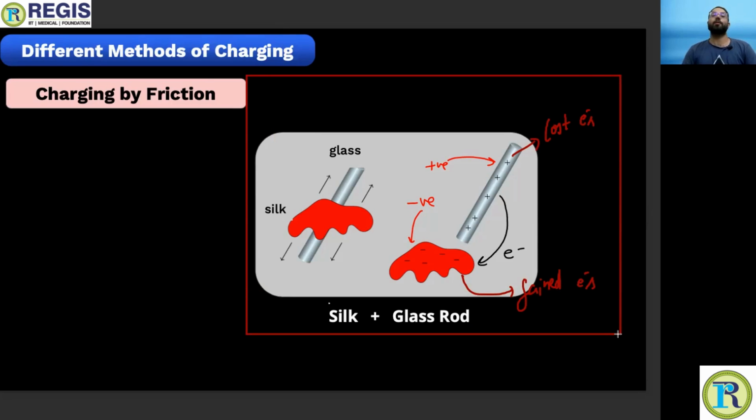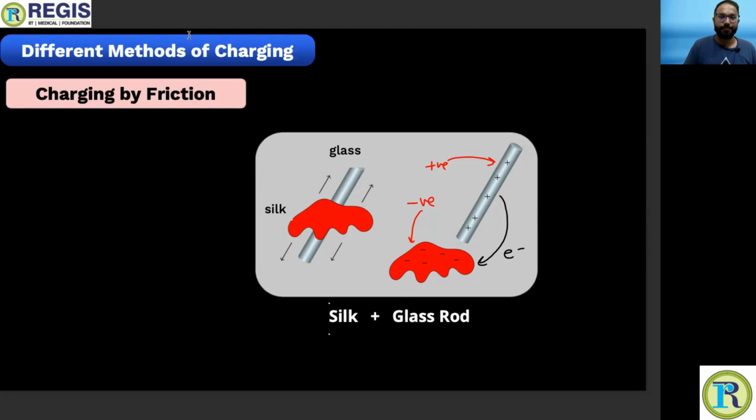Clear? Okay. So glass has less affinity towards electrons, but silk has a greater affinity towards electrons. So that's why it will attract loose electrons from glass. So that's why the polarity of silk cloth is negative. Clear? Is there any doubt, any confusion so far?